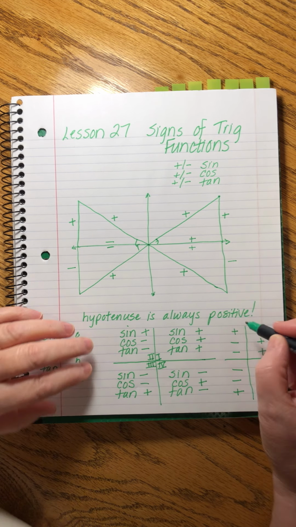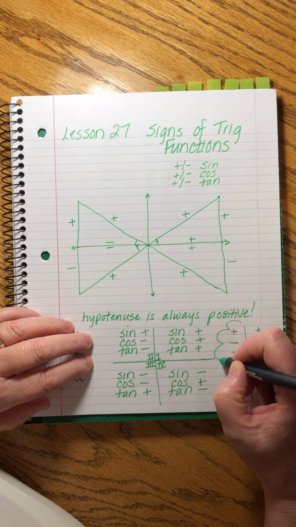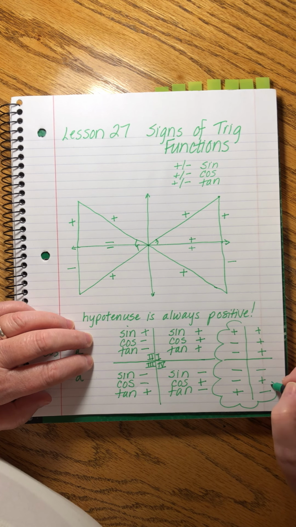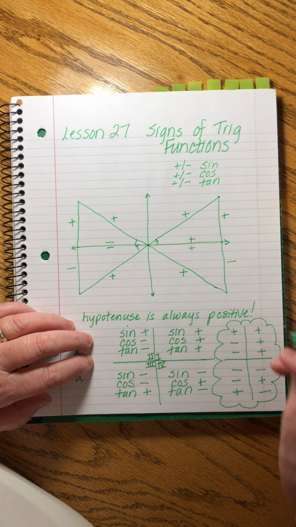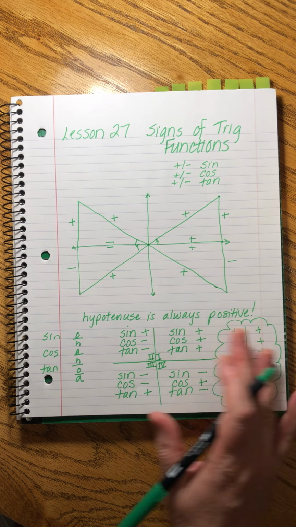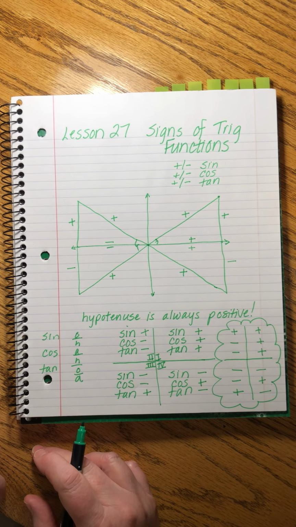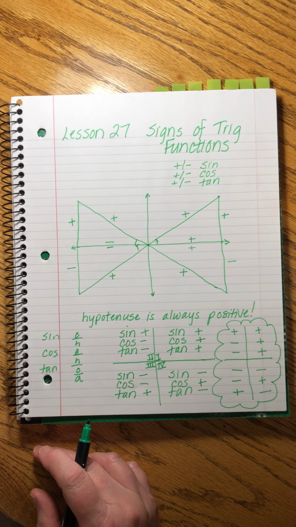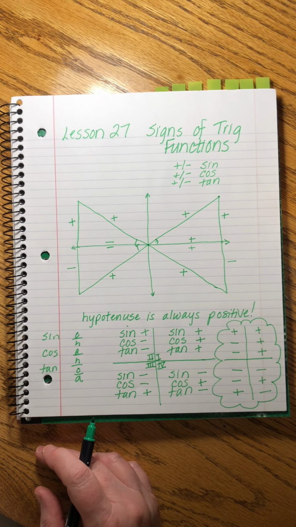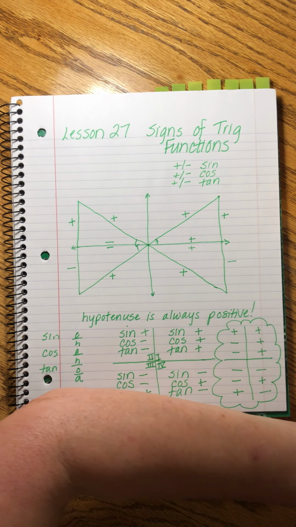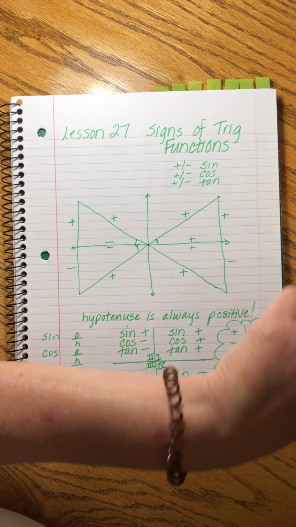So if you can memorize this, and just remember it's sine, cosine, tangent, that's the order, that's a lot easier than working through all of this every time you have to figure out the sign of a trig function. Does that make sense? Okay. I'm trying to think. I don't think there's anything else I need to tell you about that. Oh, I know one other thing I want to point out.